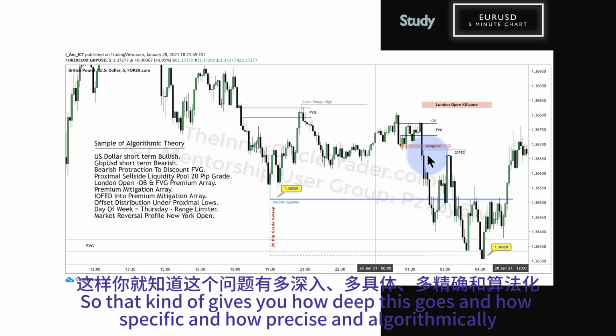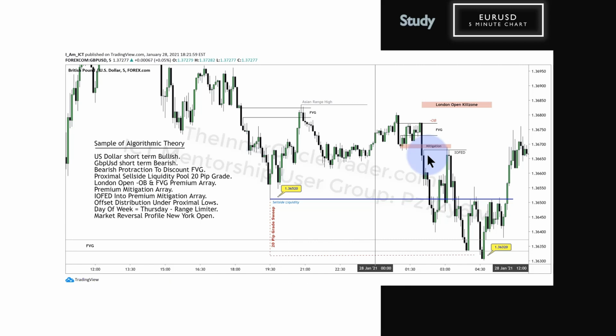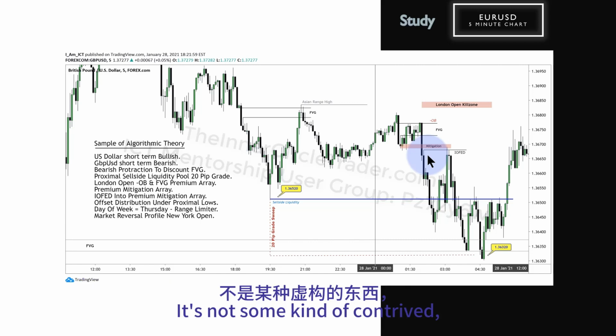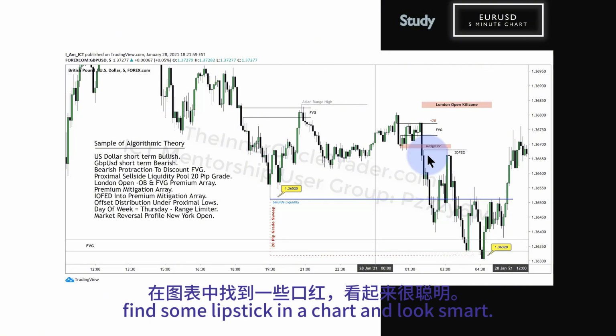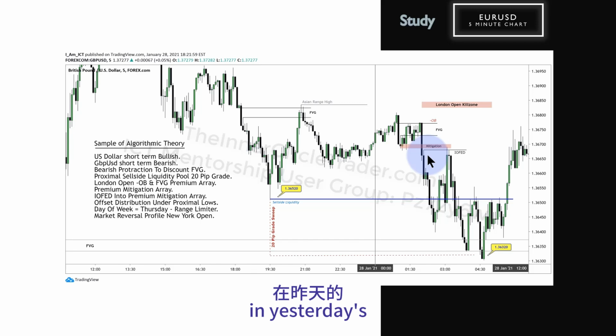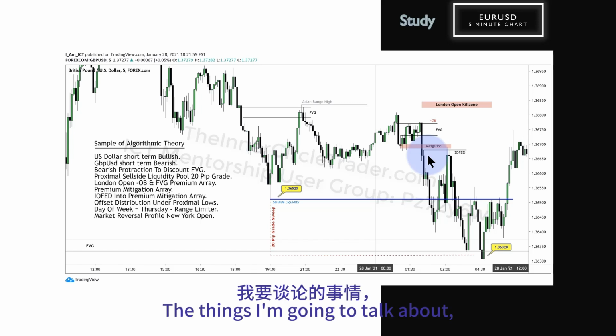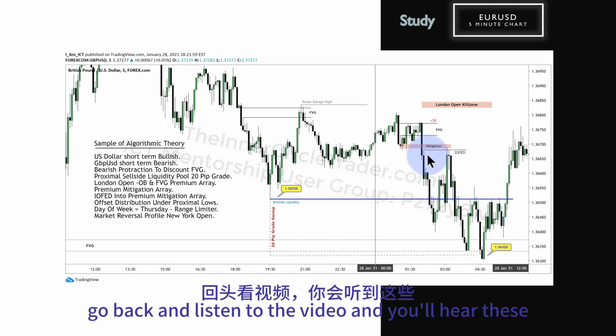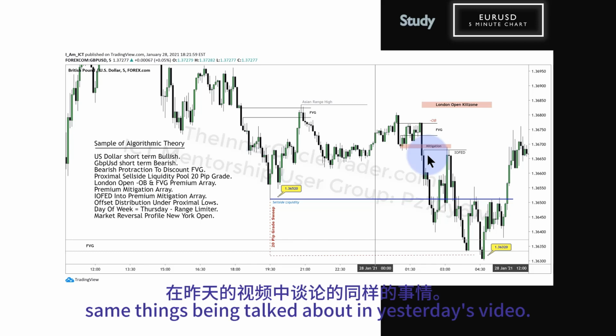Okay, so that gives you an idea of how deep this goes, and how specific and precise price is algorithmically delivered. It's not willy-nilly. It's not some contrived, find some lipstick in a chart and look smart. I talked about these very things in yesterday's commentary. Go back and listen to the video and you'll hear these same things being talked about in yesterday's video.